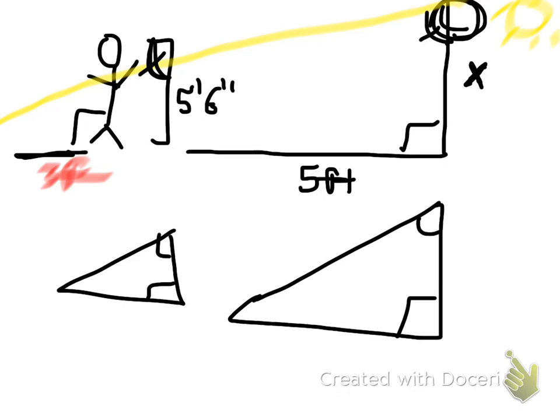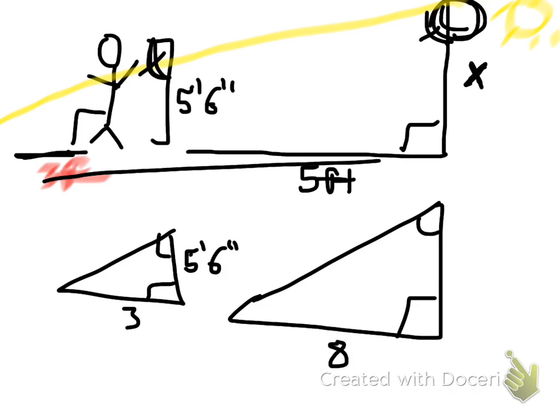Your small triangle where you are is 3 and 5 foot 6. You know this long triangle here is 8 feet from where the shadow of the basketball hoop meets the ground. And then X, and you can solve for that unknown side length using similar triangles. So I'm going to have you do some in-class practice with this.